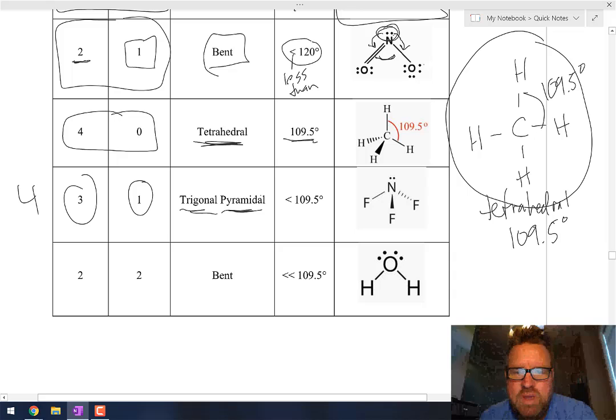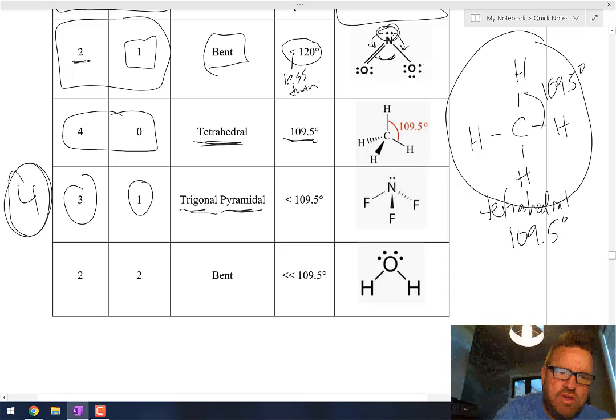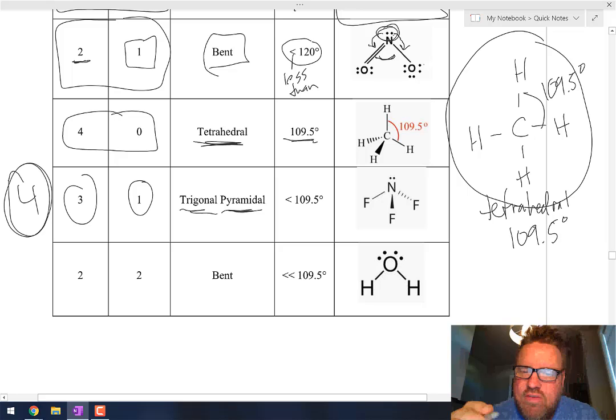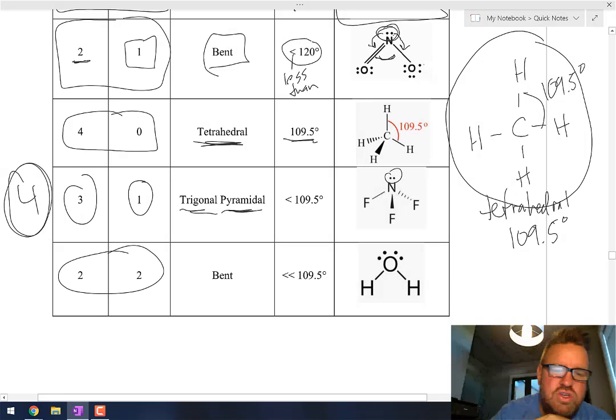Okay, and those bond angles, again, if it were tetrahedral, the bond angles would be exactly 109.5, but because of that one lone pair, it's going to be a little bit less than 109.5. Okay, and then our last one here has 2 bonds and 2 lone pairs. So again, 2 plus 2 equals 4.